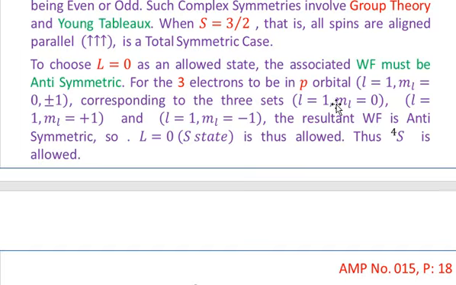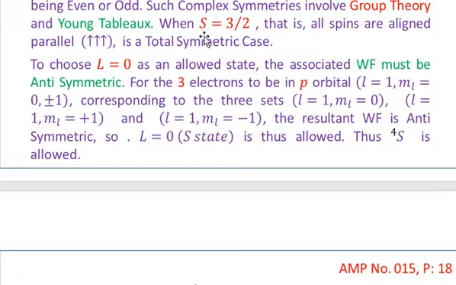You see that the values which I have written, that is ML is equal to 0, ML is equal to plus 1, ML is equal to minus 1. These are different values, and these 3 values of ML, which are equal to 0, plus minus 1, are not symmetric. So we shall say that L is equal to 0 state is thus allowed, because the wave function due to L is equal to 0 is an anti-symmetric function, whereas the wave function due to S is equal to 3 half is a symmetric function.